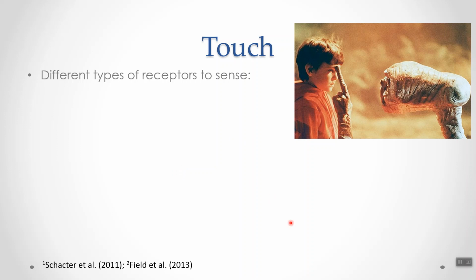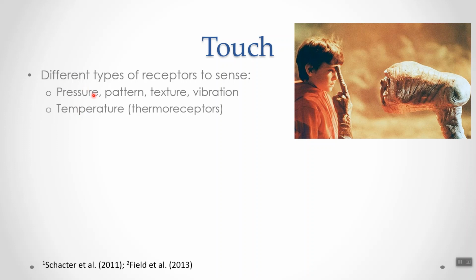So there are different receptors, just with what we've been seeing with color and hearing, that sense various things. So we can sense pressure, patterns, textures, vibrations, right? Temperature through our thermoreceptors. And so we have these different kinds of receptors to experience touch. We have a higher density of receptors in the fingertips and lips.